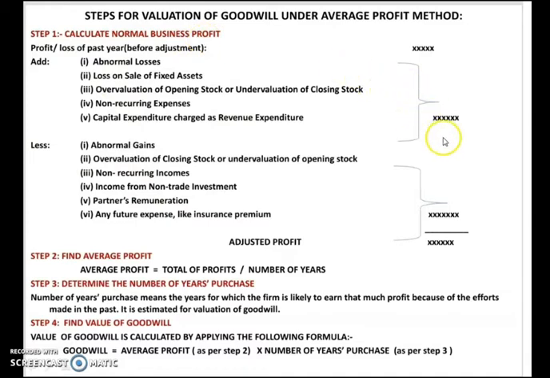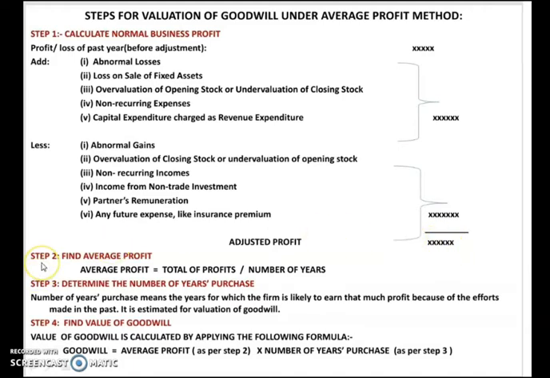So after adding and subtracting all these abnormalities, you will get the adjusted profit, or we can term it as normal business profit. Okay, so your first step is completed.